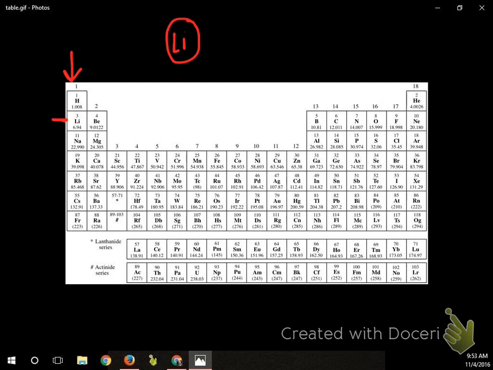Lithium has 3 protons, and it started with 3 electrons. If it gave away its outer electron, now it only has 2 electrons, but it still has 3 protons. So what charge does that give us for lithium? It gives us a +1 charge. Does that make sense? What charge do you see on your periodic table of ions for lithium? +1, right? It matches exactly what we did.